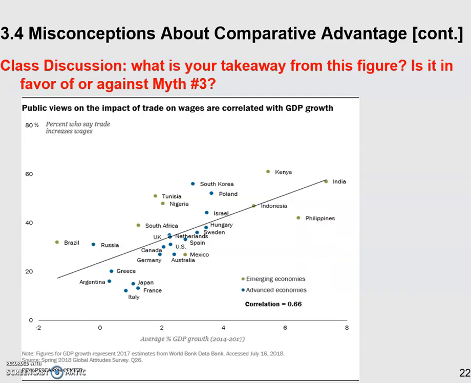Here, I show you another chart made by the Pew Research Center based upon their poll numbers. This is public views on the impact of trade on wages. We find the correlation between that and GDP growth. Now I would like to ask you this time, what's your takeaway from this figure? In other words, is it in favor of or against myth number 3, and why? How does this chart in general inspire you about the relationship between trade and wage? Let's talk about this later in class.